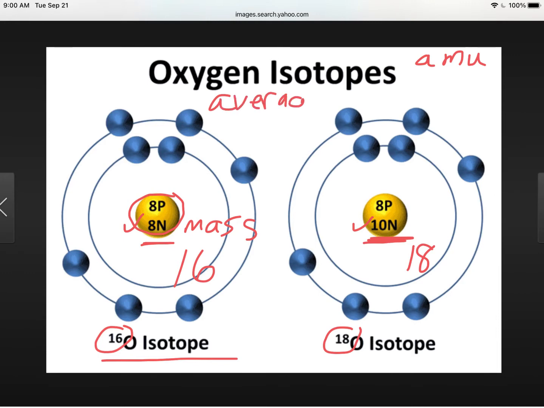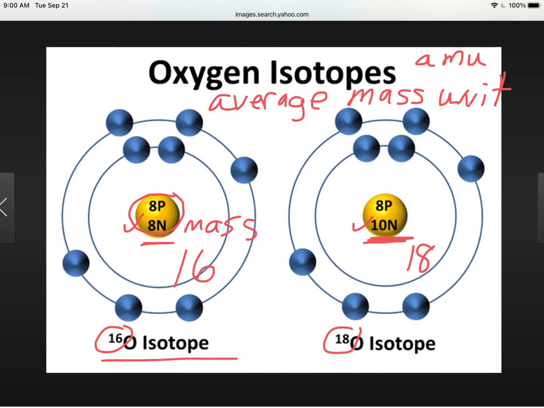This might be a question on your test. Hint, hint. Average mass unit. Your AMU is your average mass unit. And that's our objective today. I'm going to show you how to calculate your average mass unit.